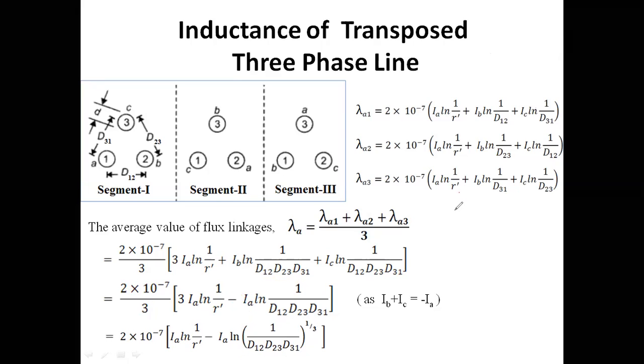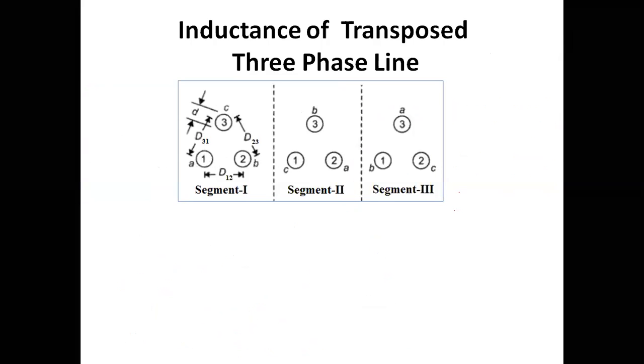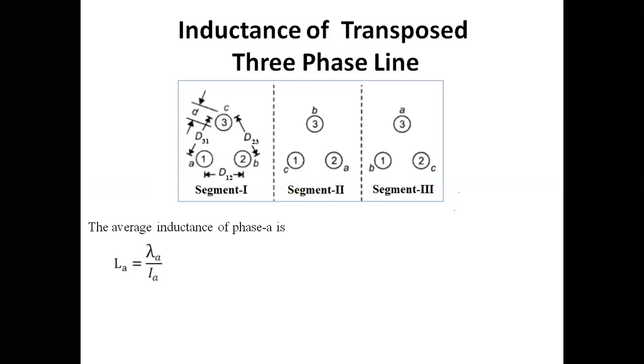In the next part, it becomes 2 into 10 to the minus 7 IA ln of the cube root of D12 D23 D31 divided by R dash. This is the ultimate flux linkage for phase A. So the average inductance per phase A will be LA equals lambda A by IA. IA will cancel out, and it becomes 2 into 10 to the minus 7 ln of the cube root of D12 D23 D31 by R dash.